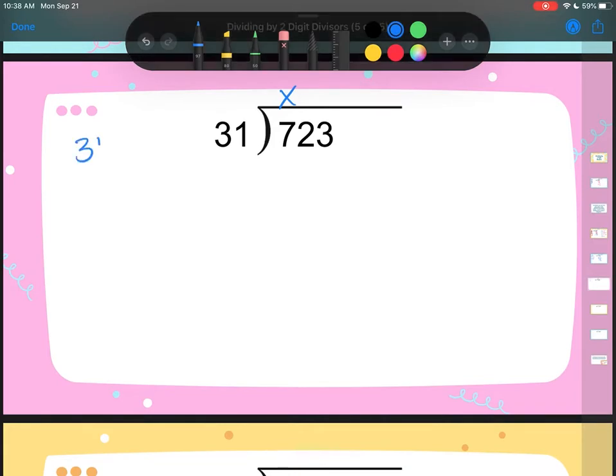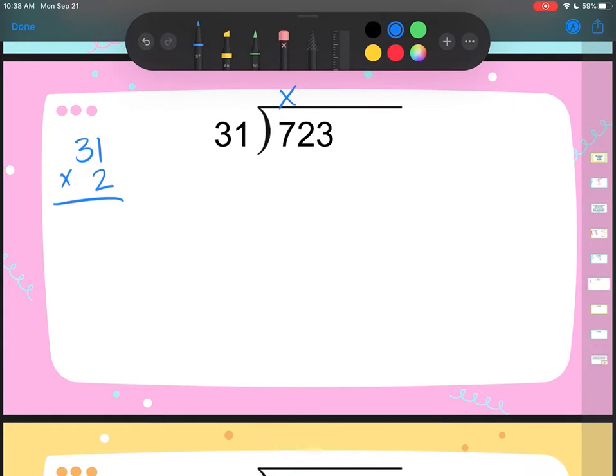Well, 30 times 2 is 60. So let's try to do 31 times 2 to see what that would be to try to go into 72. So 2 times 1 is 2. 2 times 3 is 6. So I end up with 62. So 31 goes into 72 2 times. 2 times 31 is 62. I subtract and I get 10.